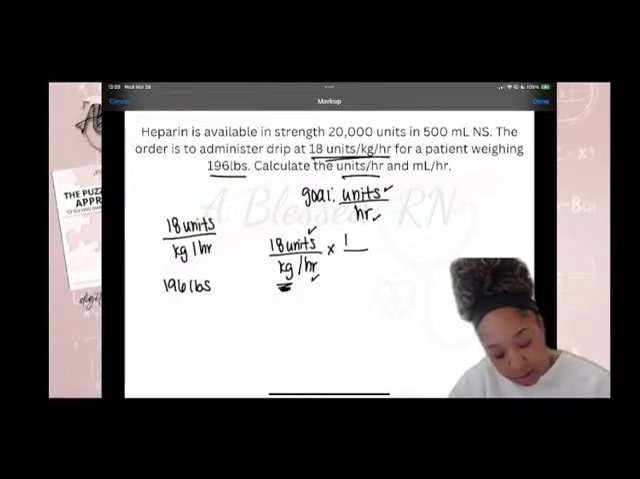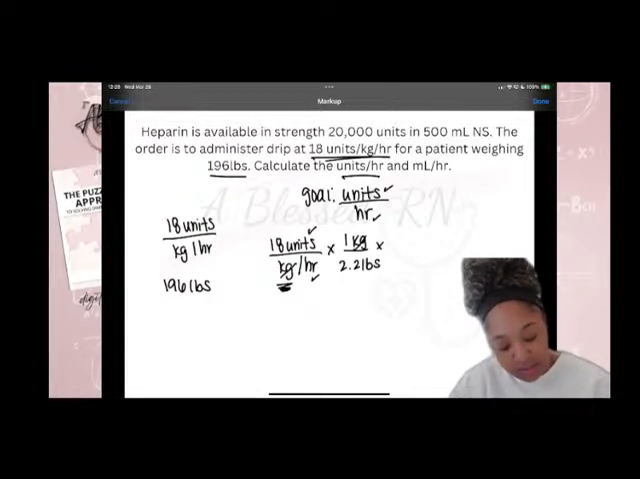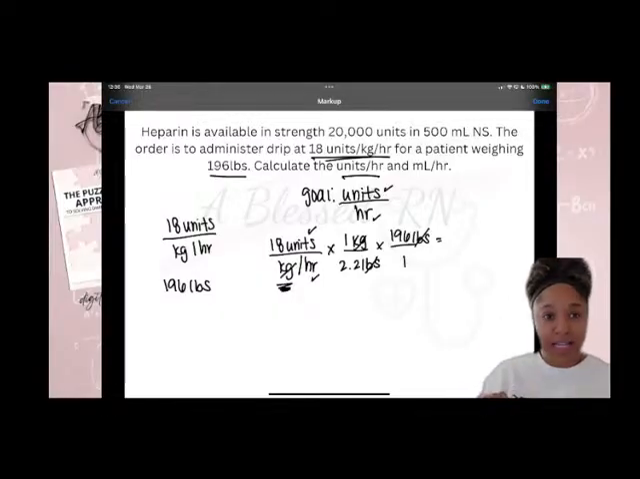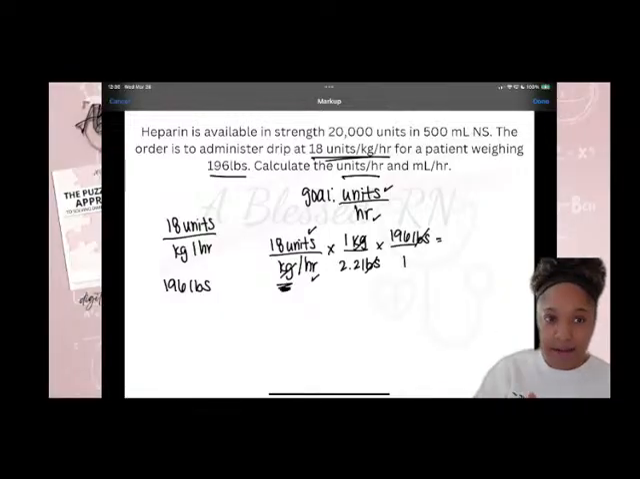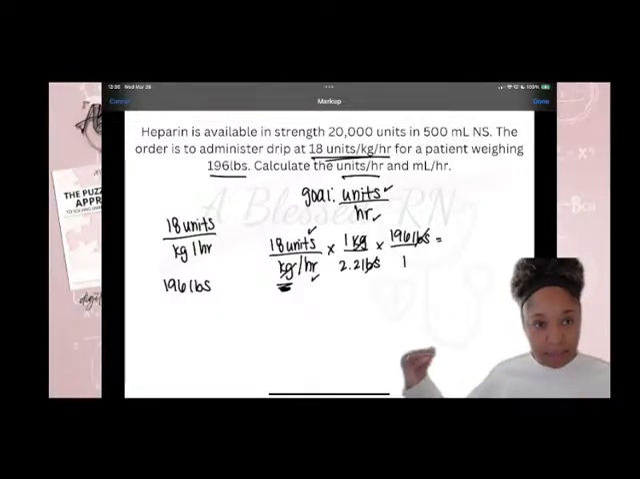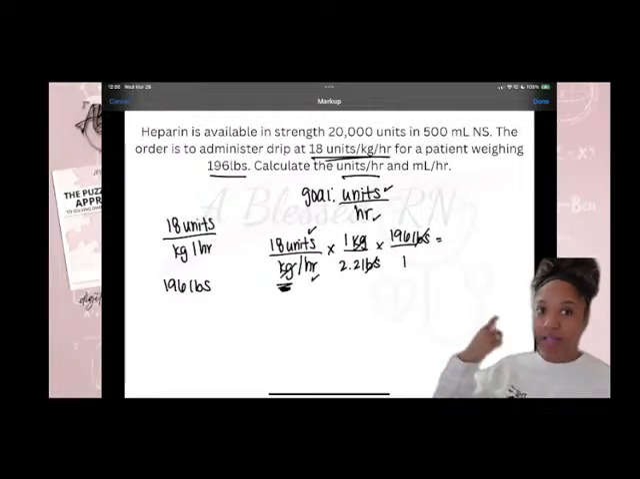So you see, I'll just do my conversion right here. 1 kg is 2.2 pounds. My kilograms cancel out, and now I can put my weight of my patient at the top. My pounds are on the top, they're on the bottom, and they cancel out. So the only thing that is left is units on the top and hour on the bottom. We have not done any math until now. So we'll multiply across the top, multiply across the bottom, divide the top by the bottom, and that's it. So if you can multiply, if you can divide, you can do this.